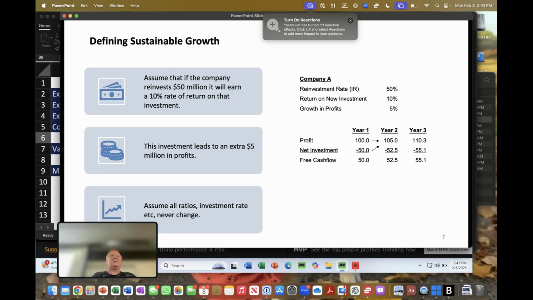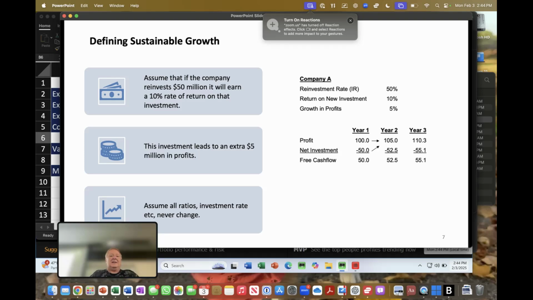Growth in profits equals growth in cash flow. Assumption, level of reinvestment is the same. If the level of reinvestment is the same, growth in profits equals growth in cash flow. If the level of reinvestment changes, growth in profits does not equal growth in cash flow, right? But that's why people often say growth in revenue, growth in profits, growth in cash are correlated, because they're assuming constant margins and they're assuming constant levels of investment.